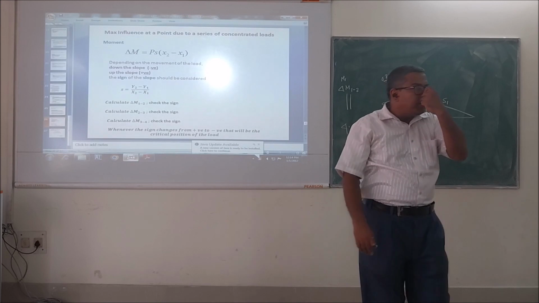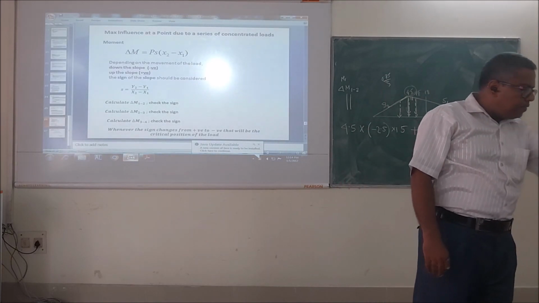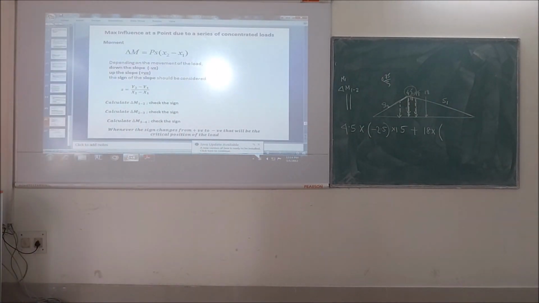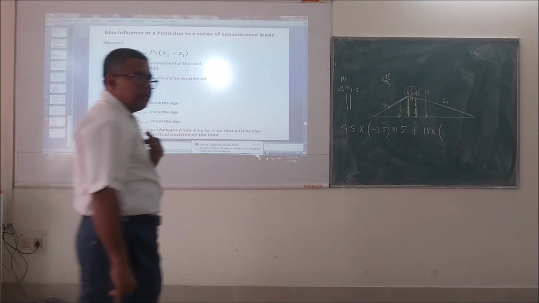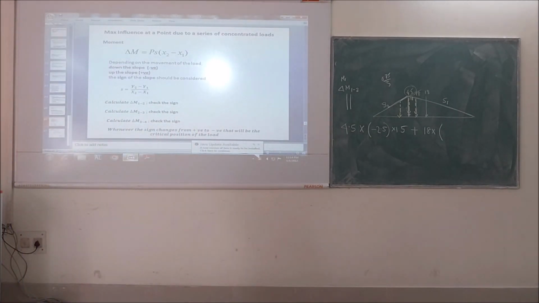Anyone correct me? 0.25, right? Yes, 0.25. We have done 7.2.5. You have also done 4.5. So it is not 7.5, it is 0.75. Why 7.5? 7.5 will come when you have a 10 kilonewton load placed over there.